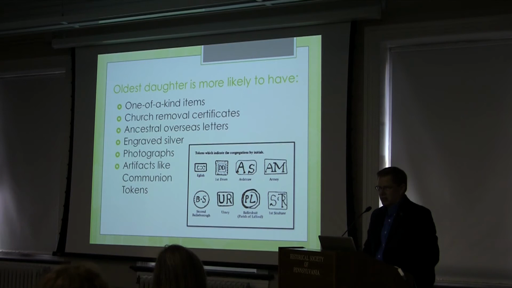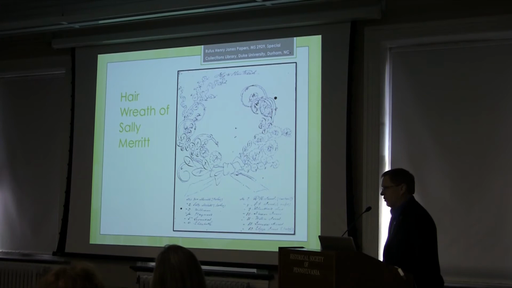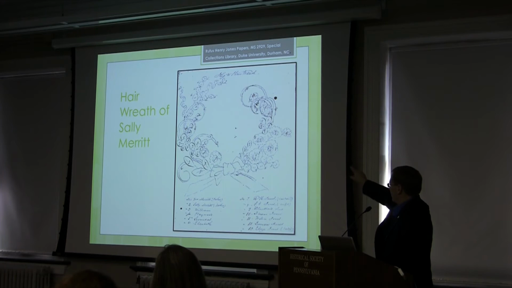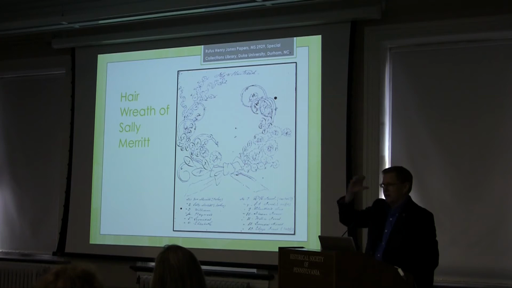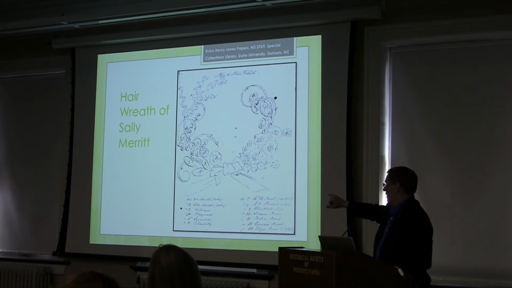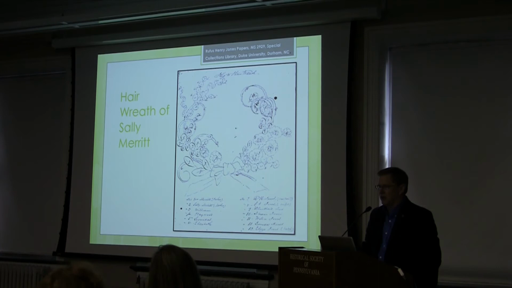This is a hair wreath, or a diagram of the hair wreath. Notice that it lists numbers, and it lists names down at the bottom. So all of the numbers are of the curls that are made in the hair wreath. Everybody knows what a hair wreath is. They would take locks of hair of family members and create a wreath out of it. I have a complete family group here as I look at the people identified at the bottom of the family wreath. That gives me a good idea of who the descendants were in that family.